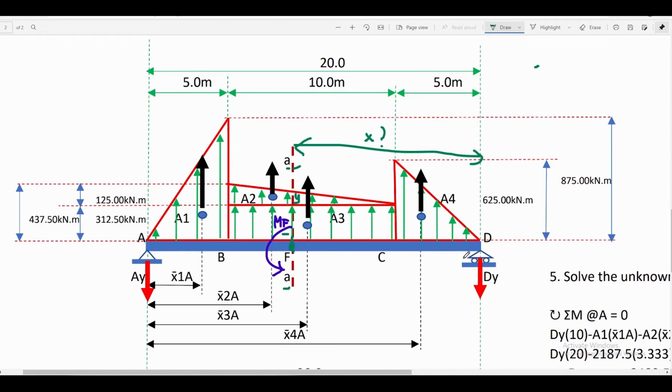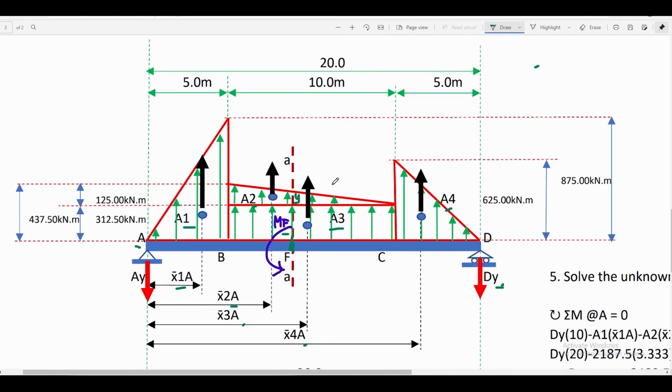But before we can write the shear equation, we need to solve first for Dy, since it is very involved if we pass cutting plane A dash A and select the right part of the cutting plane as our free body diagram. Dy is very involved in writing the shear equation. So we have to solve first for Dy. By applying the equation of static equilibrium, summation moment at point A of this beam, we can solve for Dy. After solving the values of area 1, area 2, area 3, area 4, and the corresponding moment arms x bar 1a, x bar 2a, x bar 3a, and x bar 4a, we can solve for the value of Dy.